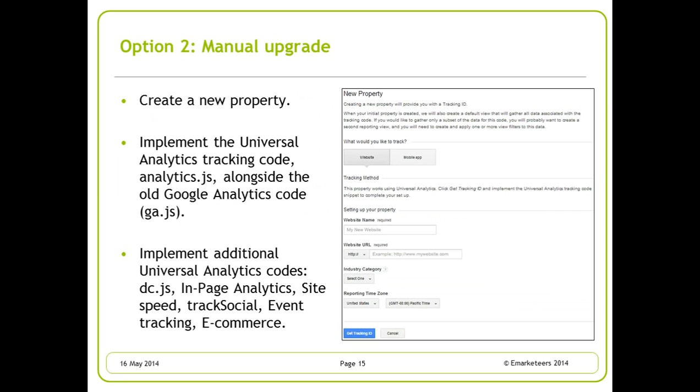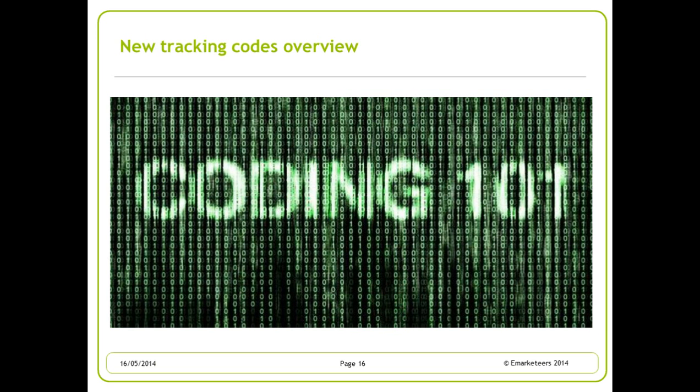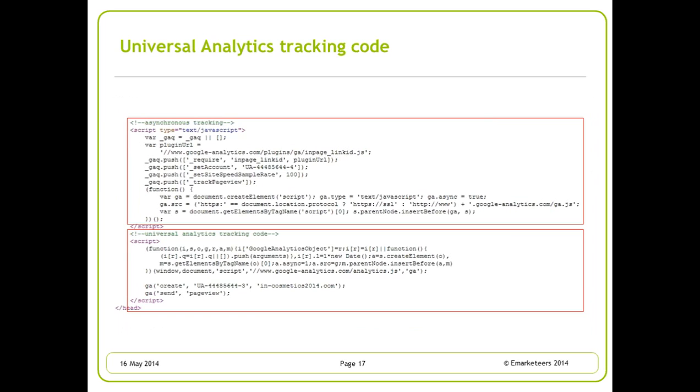Another way of doing it is actually creating a new property in your admin environment, basically creating a new website, and creating a new Universal Analytics tracking code and implement that on your website alongside the old Google Analytics tracking code. So you have two Google Analytics codes that are working side by side. That's perfectly possible. And in addition then, you need to implement all the different code tweaks, which we'll be seeing in a minute. So let's look at those different tracking codes.